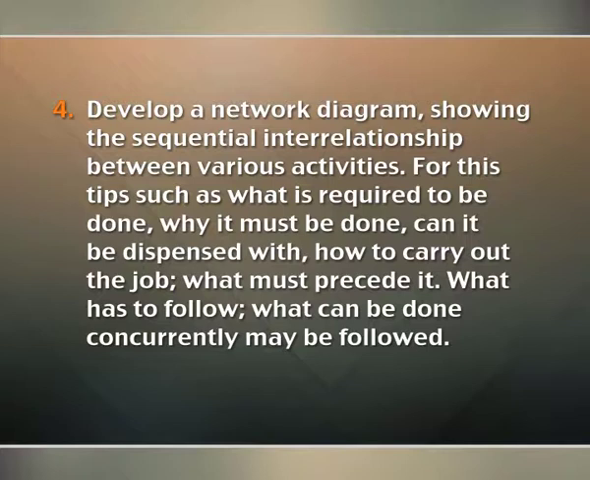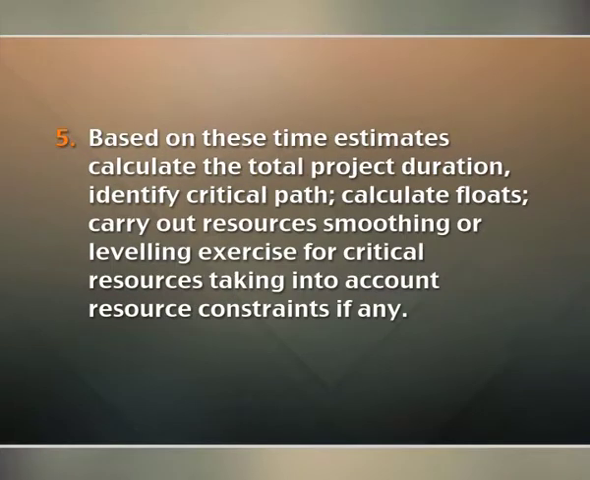For these steps, ask: what is required to be done, why it must be done, can it be dispensed with, how to carry out the job, what must precede it, what has to follow, and what can be done concurrently. Number 5. Based on these time estimates, calculate the total project duration. Identify the critical path. Calculate floats. Carry out a resource smoothing or leveling exercise for critical resources, taking into account resource constraints, if any.